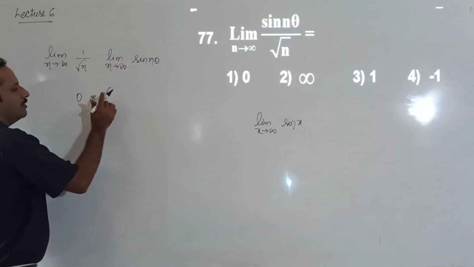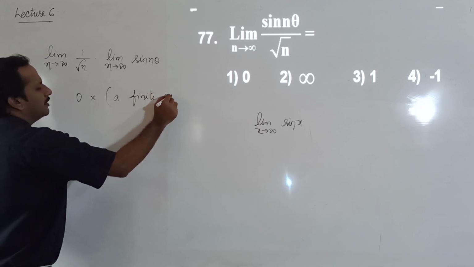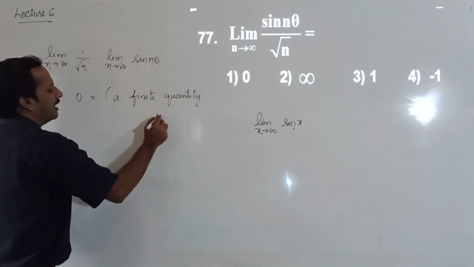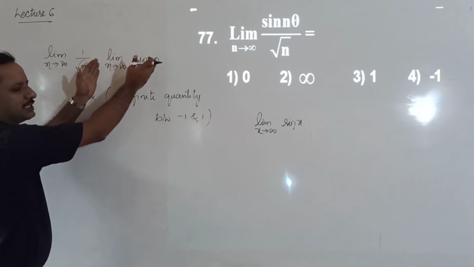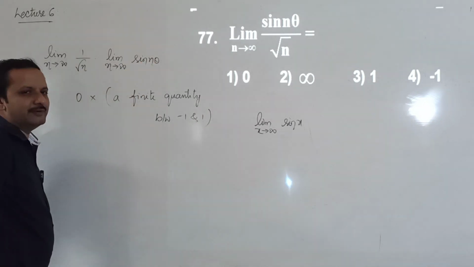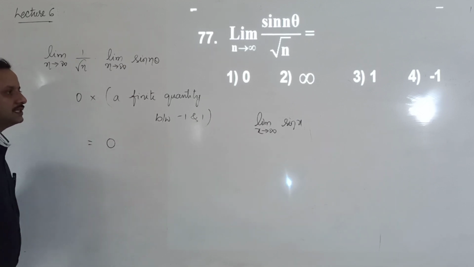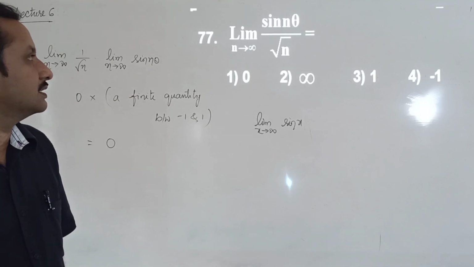So I can write this as 0 into a finite value between minus 1 and 1. Right? As it is, only if I give you this much, then the limit does not exist. But when you have 0 into that, then the limit exists, because 0 into a finite value is equal to 0. First option is the answer. Next.